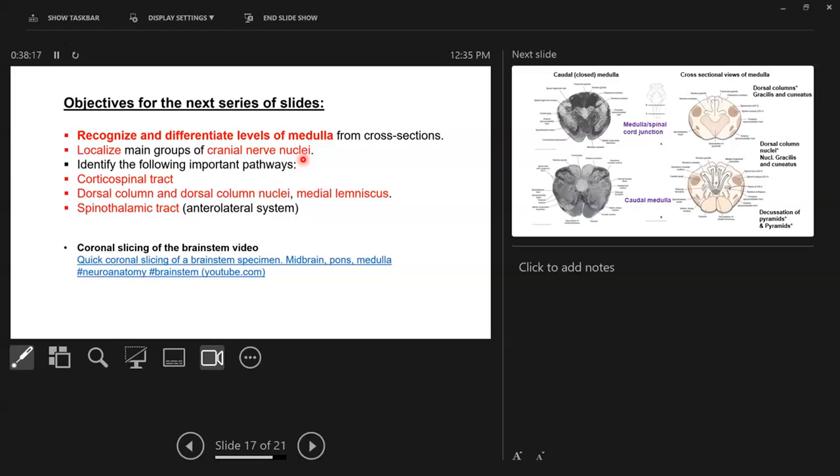I do have a very quick, unedited video on the YouTube channel called Coronal Slicing a Brainstem, just showing you various levels of midbrain, pons, and medulla, the way they look in an unstained cadaveric brain specimen. So I recommend that.